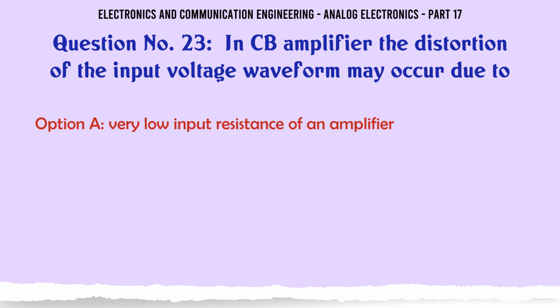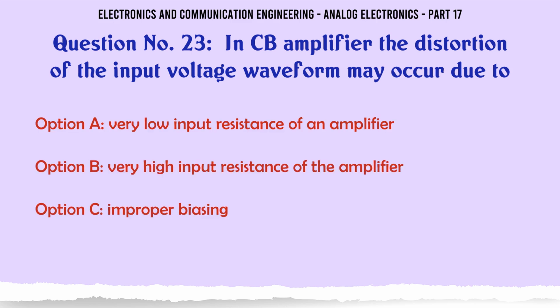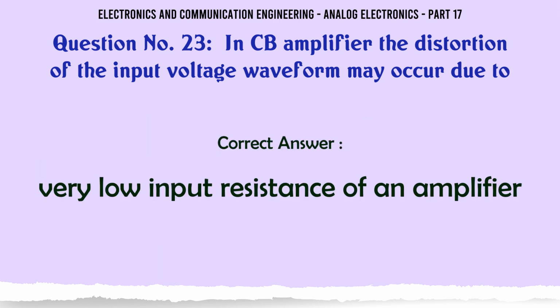In a CB amplifier, the distortion of the input voltage waveform may occur due to: A. Very low input resistance of an amplifier. B. Very high input resistance of the amplifier. C. Improper biasing. D. Ripples in power supply. The correct answer is very low input resistance of an amplifier.